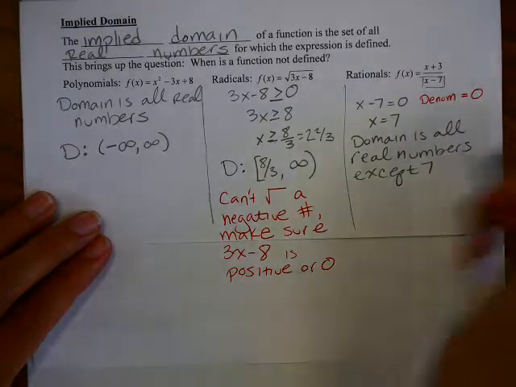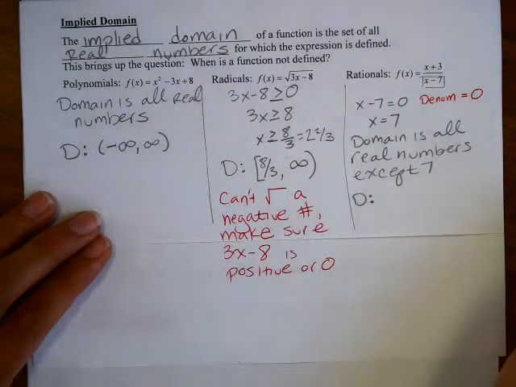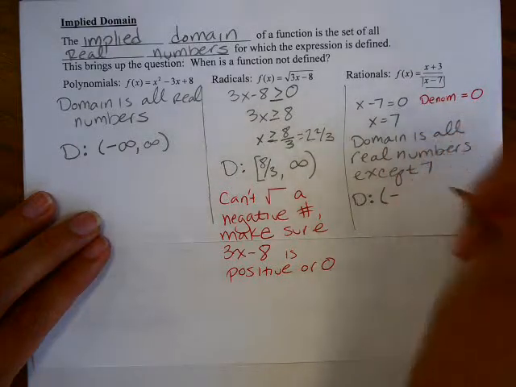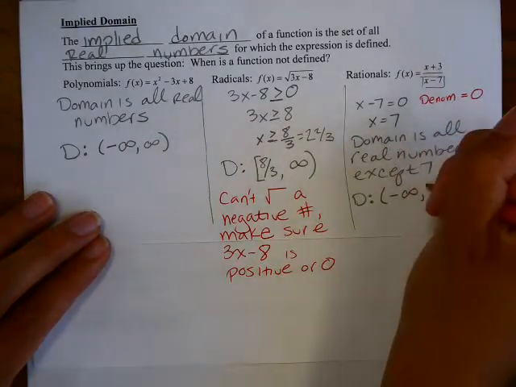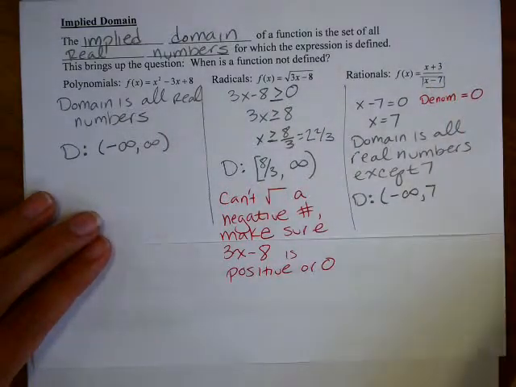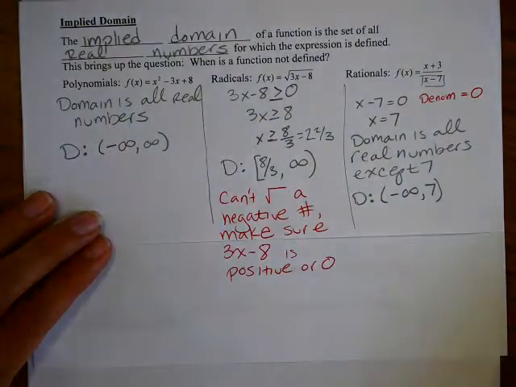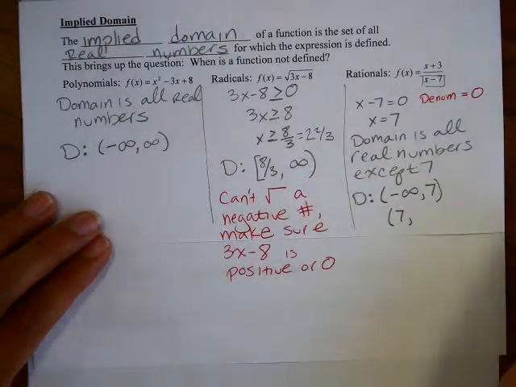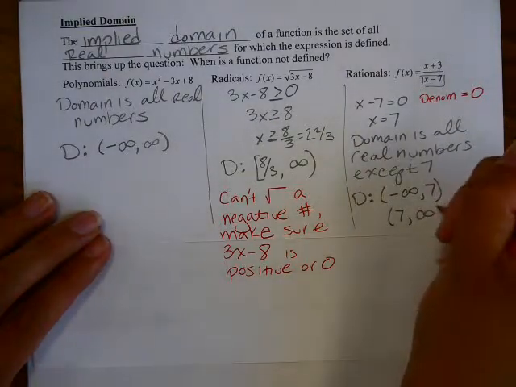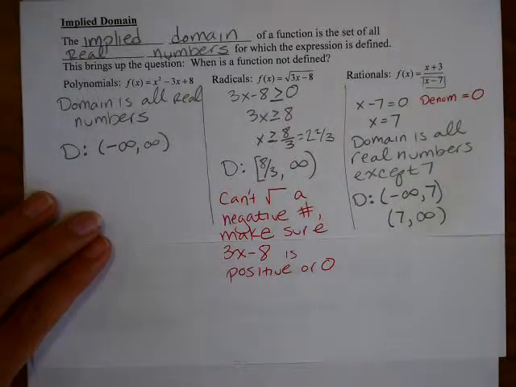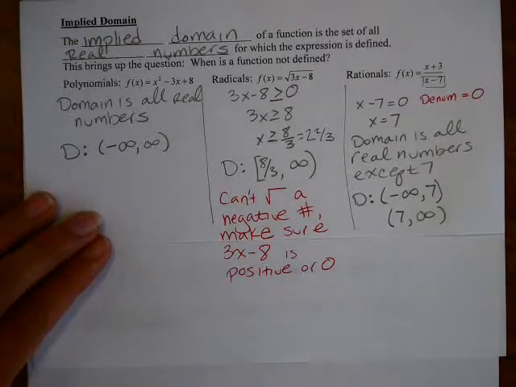So that means our domain is broken into 2 pieces. So when we write our interval notation, we're going to have 2 intervals. So the first one, starting from the left, we're going to put all of our numbers less than 7, from negative infinity up to 7. This time 7 is not included because I'm not allowed to plug it in. So it gets a parenthesis. We skip it, and then we start again at 7 with a parenthesis because it's not included, and go all the way up to positive infinity. So there are 3 different types of functions and how you figure out the implied domain for each.